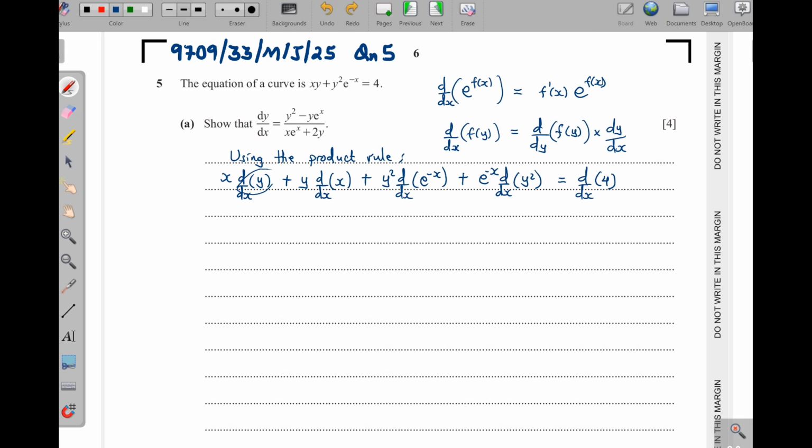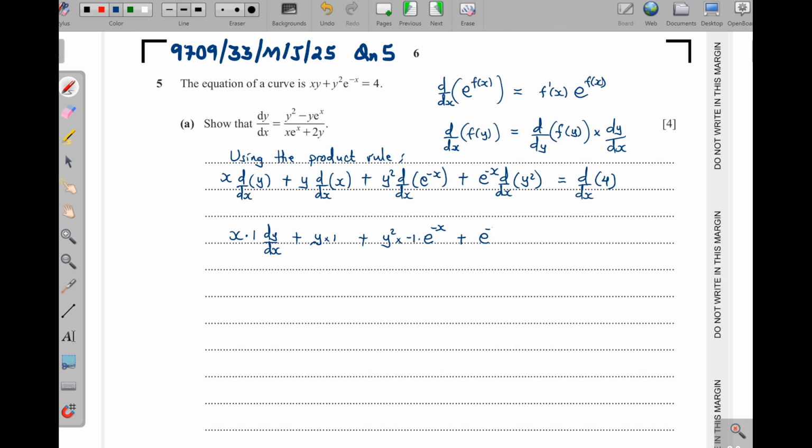When you differentiate y with respect to y, you get a 1. But then you will multiply by dy dx. Then plus, when you differentiate x with respect to x, you will get a 1. So we shall have 1. Y here, then times 1. And then here, we shall have y squared times, you get this power, and then you differentiate it, you get a negative 1. Then you will multiply by this function here, that I'm applying this one here.